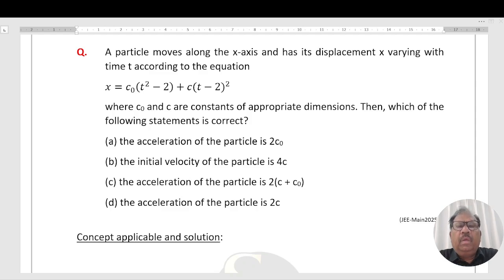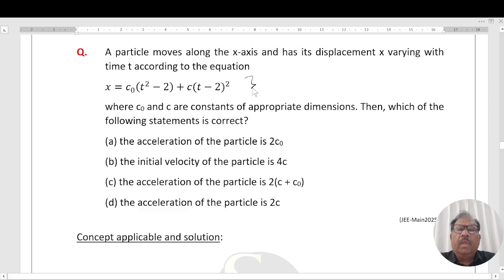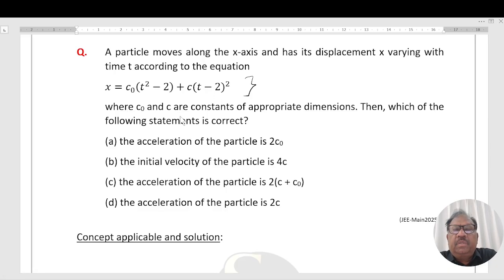Question is, a particle moves along the x-axis and has displacement x, where t is the time, according to the equation x equal to c naught t square minus 2 plus c t minus 2 whole square, where c naught and c are constants of appropriate dimension. Then which of the following statements is correct? Four options are given, one of the options is correct. Acceleration, initial velocity, acceleration of the particle. Initial means you have to put t equal to 0. What is velocity? Concept applicable in solution.